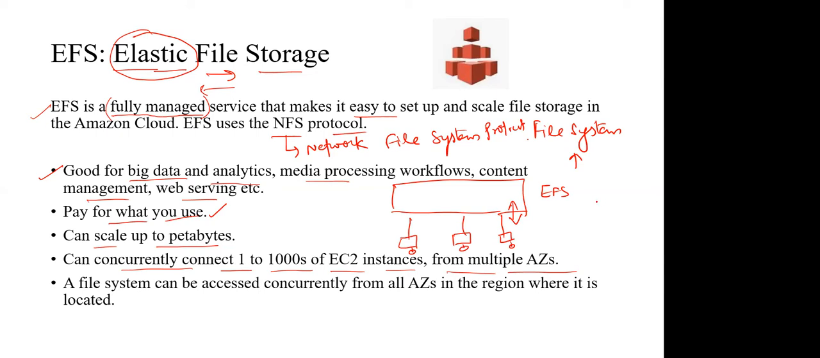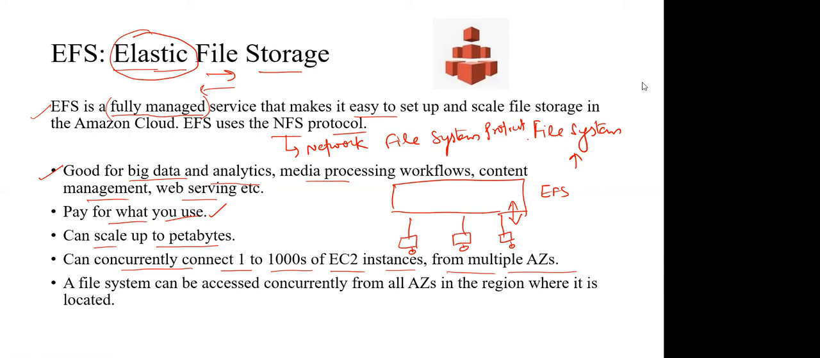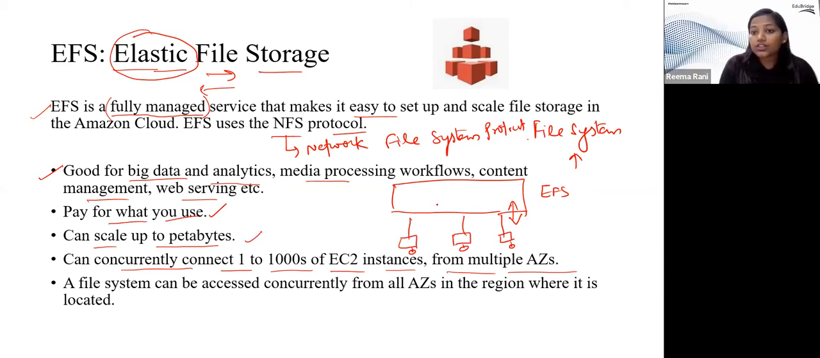Understood? Petabytes. So you can store a huge amount of data, and multiple EC2 instances can connect with it, and that too from multiple AZs. Make a note of multiple AZs.